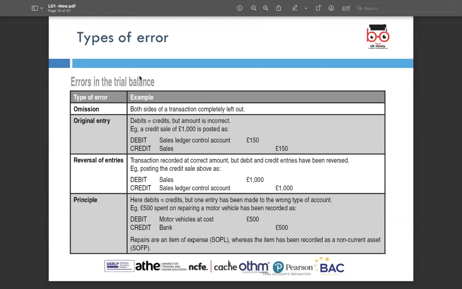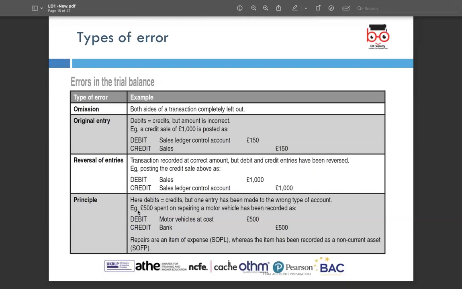Reversal of entries. The transaction amount is correct, but the debit and credit entries are reversed. For example, recording a £500 repair expense as a debit to motor vehicle at cost and a credit to bank, instead of debiting repairs and expenses and crediting bank.